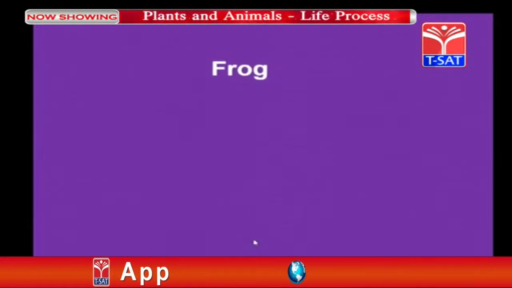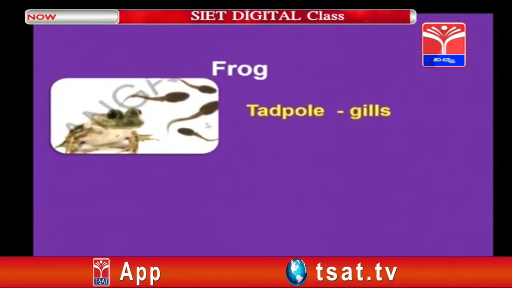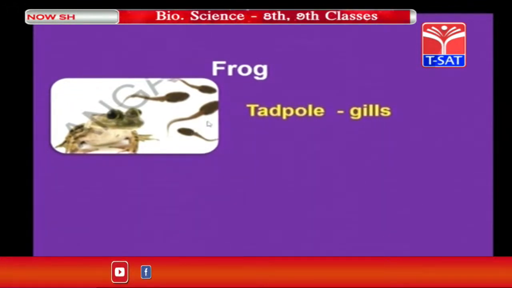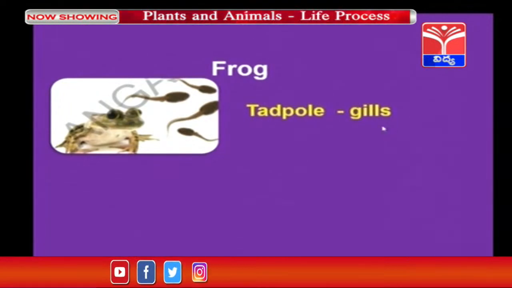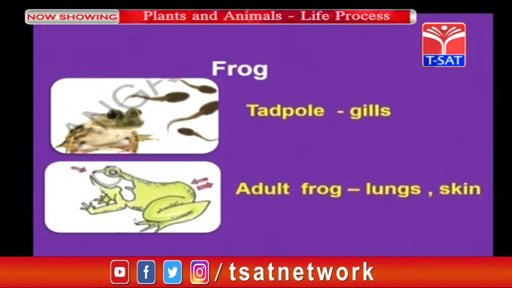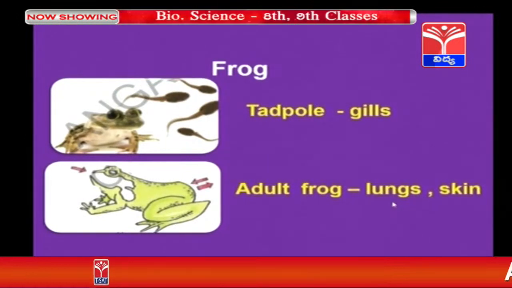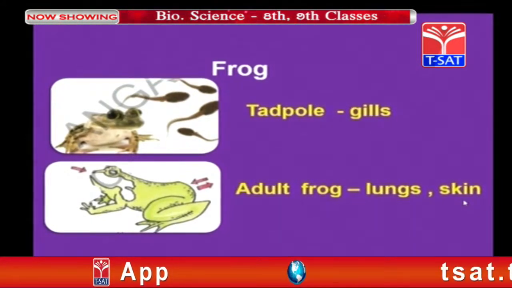Frog. You know that frog is an amphibian animal. Baby frogs look like small fishes and they are called tadpoles. They live in water, so they breathe with gills. Adult frog lives on land and also in water. It breathes with lungs and skin because its skin is moist.